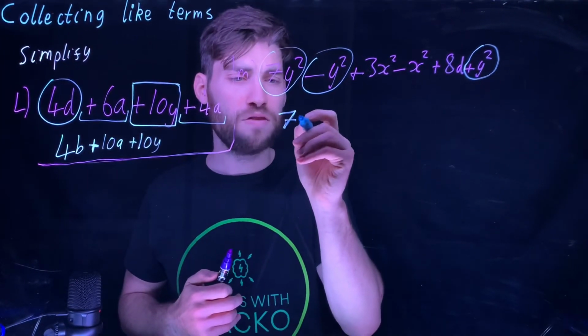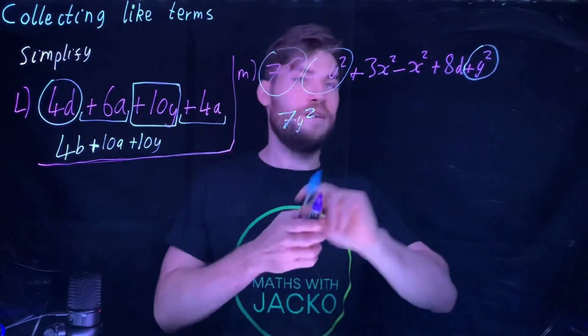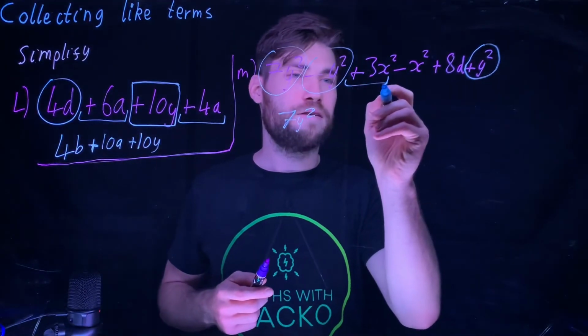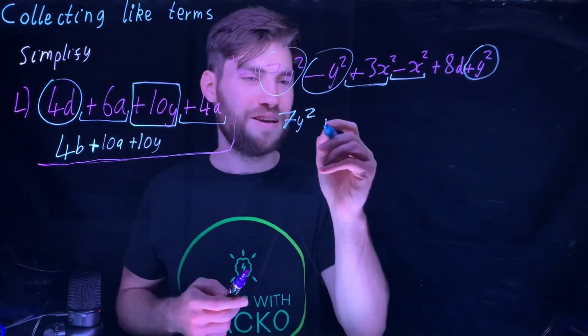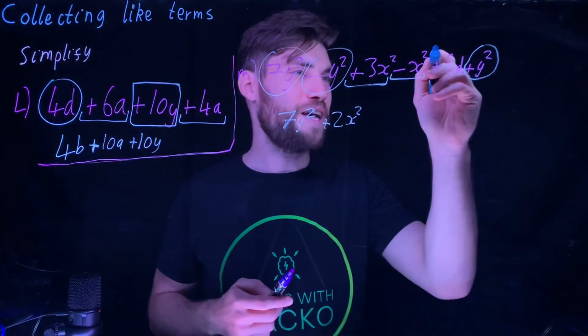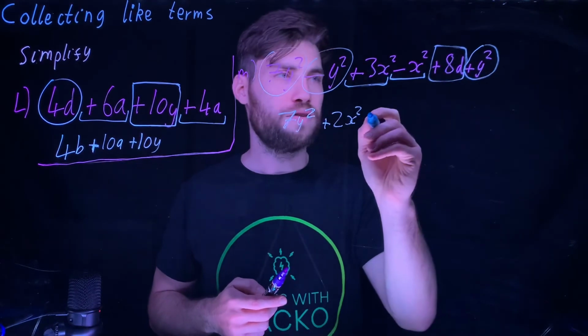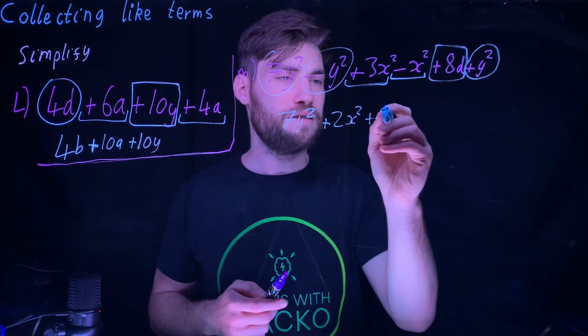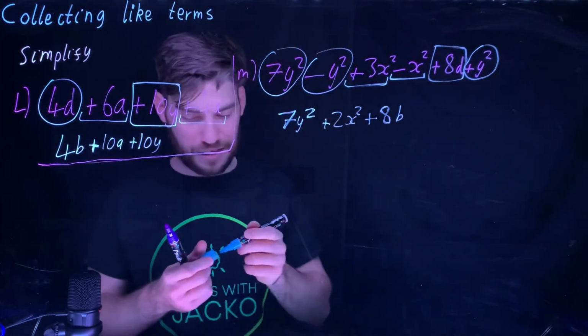Okay, are my pens running out? Right, 3x squared, pen's letting me down, minus x squared, that's 2x squared, and then I've got just 8d, only 8d here left on its own, and that's just plus 8d. And that is it.